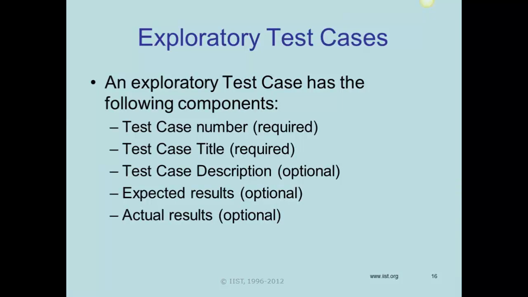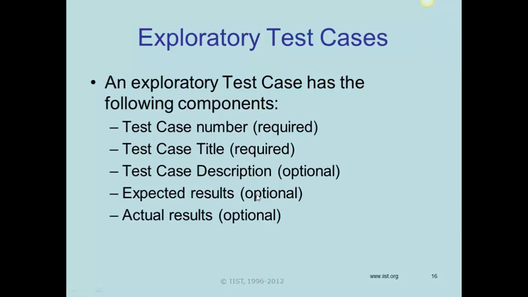So for every exploratory test, this is much less formal than a formal test. I have a test case number. I'm not going to have an exploratory test without a number, because otherwise how am I going to refer back to them? I need to have a title of what I'm going to test. These two are required, and the rest of the components are optional. I can have a description, which is one sentence, one paragraph, or not. If I think that the title is not descriptive enough, then I need to provide a description. I need to know what the expected results are, and I say they are optional.